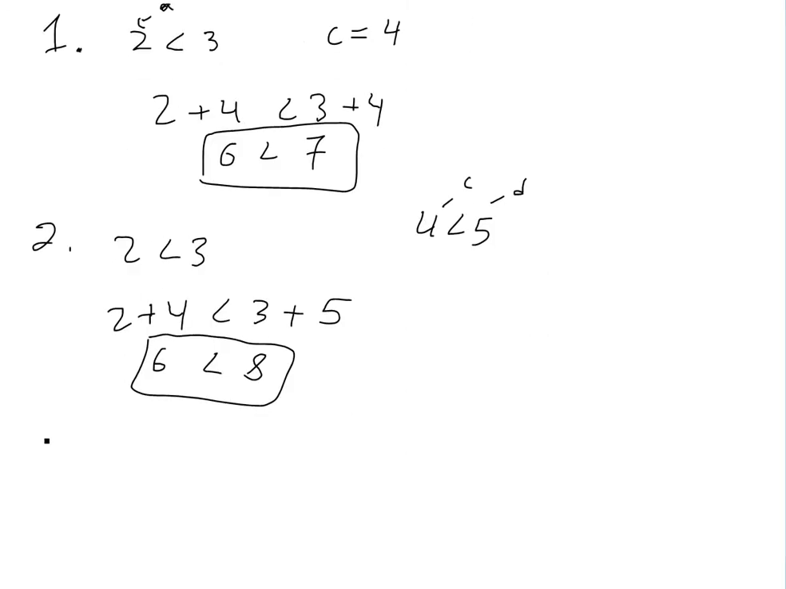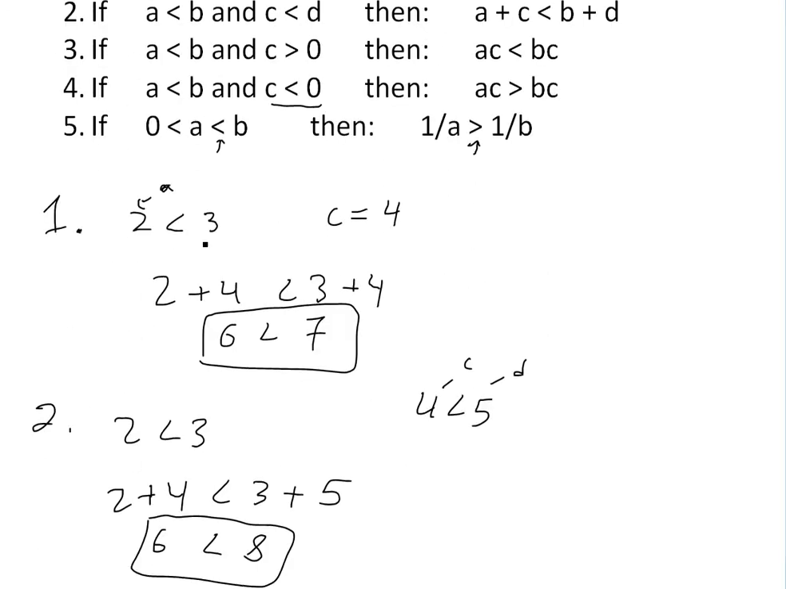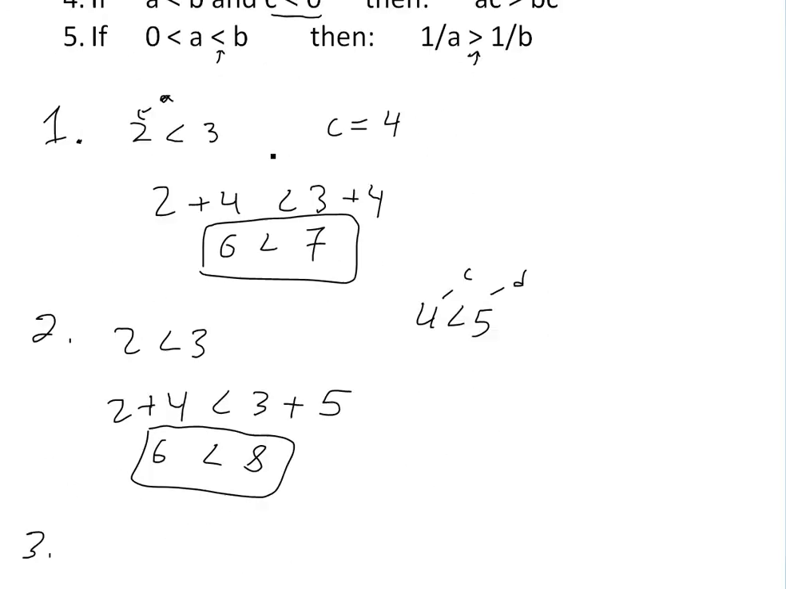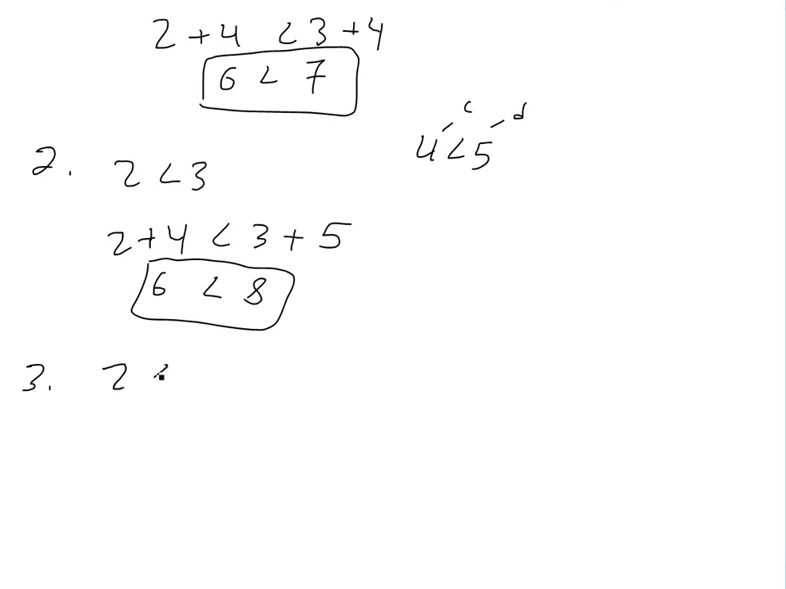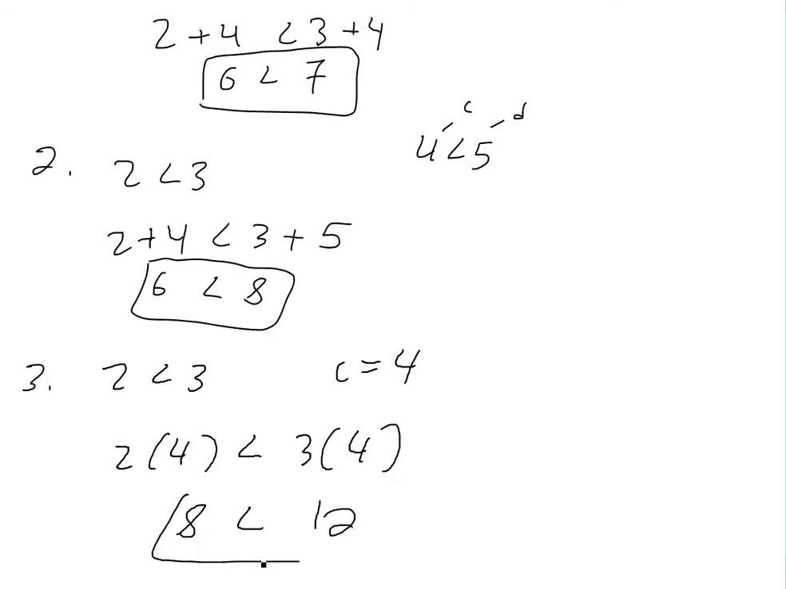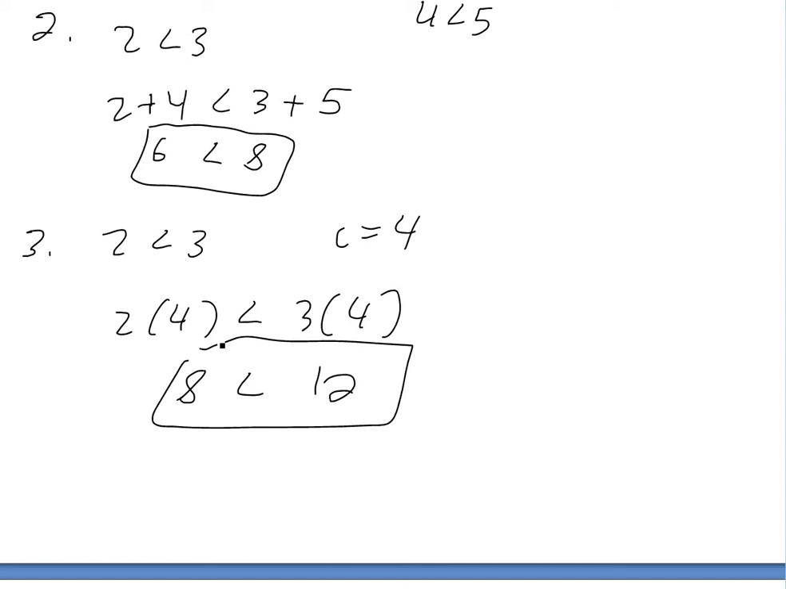Now the third one is when we multiply by c this time. If we look at 2 less than 3 again, and we multiply by c, say c is 4, we get 2 times 4 is less than 3 times 4, and this is pretty obvious that it's true: 8 is less than 12. Now when we get to number 4, it's a bit trickier.